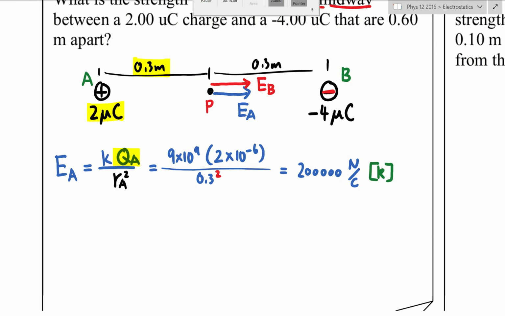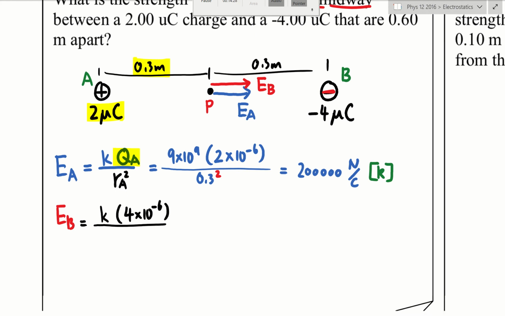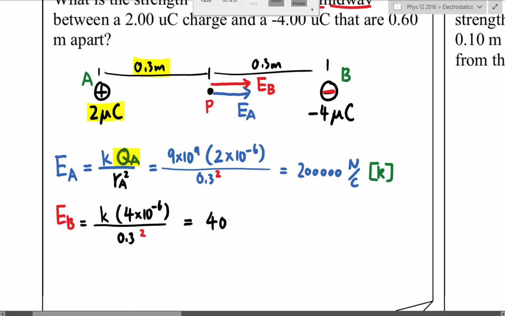So now we can try to calculate electric field B. Okay, so electric field B is the same equation as electric field A, and yes, we don't put the negative sign in it. So there will be K, and the charge is 4 microcoulomb, so 4 times 10 to the negative 6. Remember, no negative sign. Over the radius squared, which is 0.3, and we square that. So in the calculator, it's going to be double of what we had before, because the only number that changes is the charge, from 2 microcoulomb to 4 microcoulomb. So it's going to be 400,000.